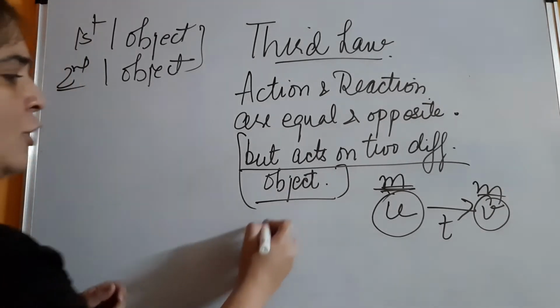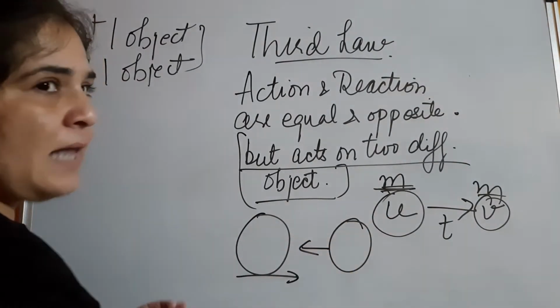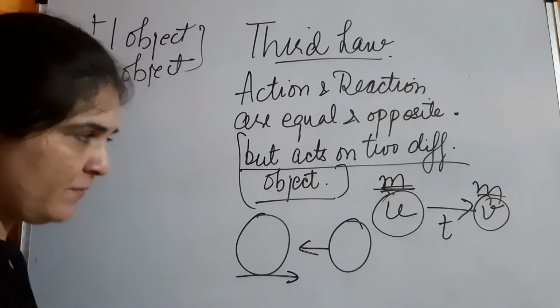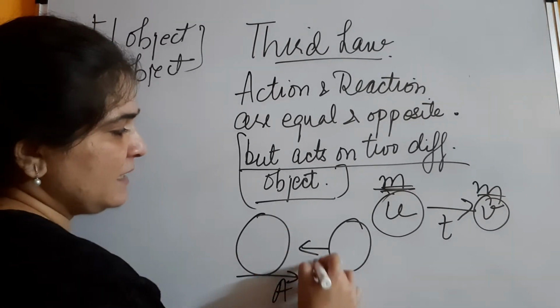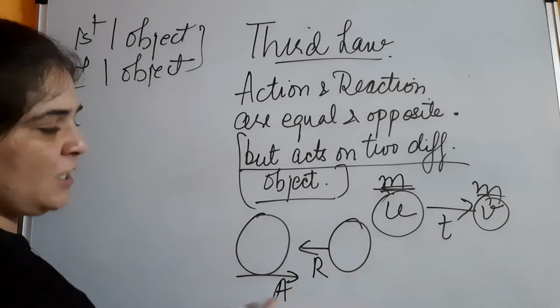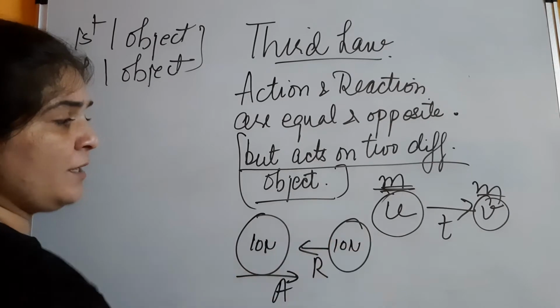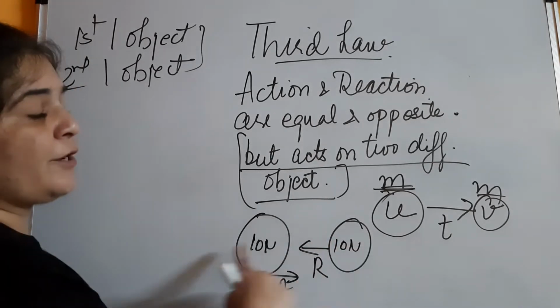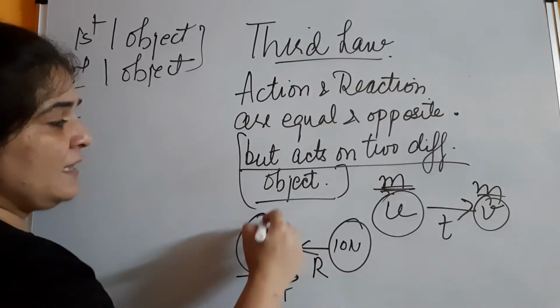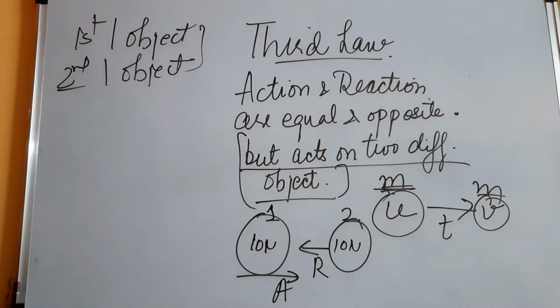So if there are two objects, both are coming towards each other, after certain time they will collide, right? So this is action, this is reaction, and you can see action and reaction are equal, opposite. Now suppose this is 10 Newton, this is also 10 Newton, and acting on two different objects. So there are two different objects. This is object 1, this is object 2. So this is a very important thing to remember, that Newton's third law is talking about two different objects.